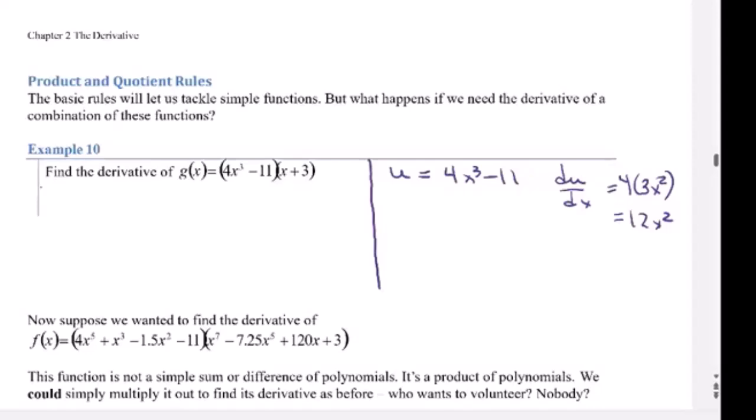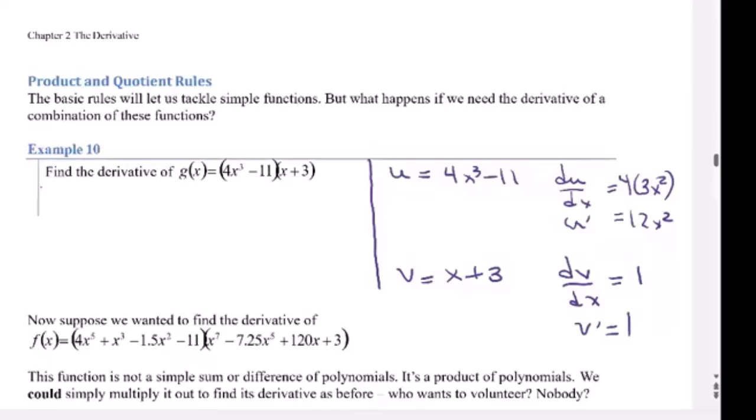And I also have v equals x plus 3, and dv dx, or u prime, v prime, either one. Here, I'll do it both ways, u prime, v prime. This is equal to the derivative of x, which is 1. The derivative of 3 is 0. So v prime equals 1.